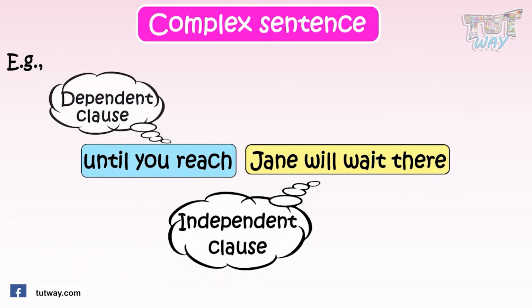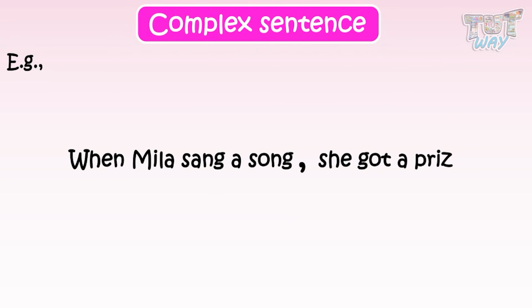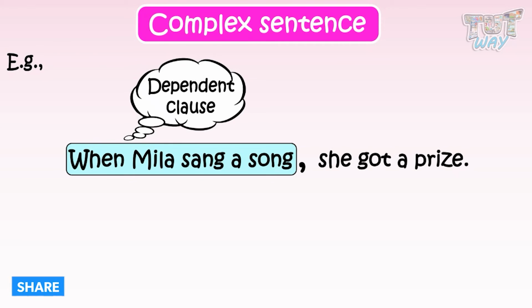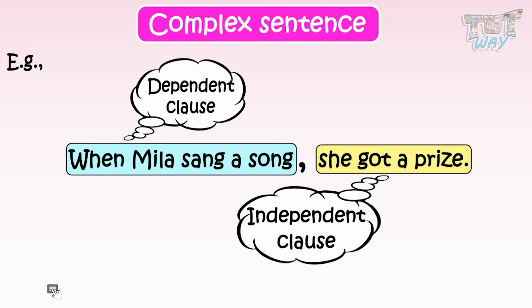But if the dependent clause comes first, you need a comma to separate the two clauses. When Mila sang a song, she got a prize. In this sentence, a dependent clause, when Mila sang a song, comes before an independent clause, she got a prize. So, these clauses are separated by a comma.